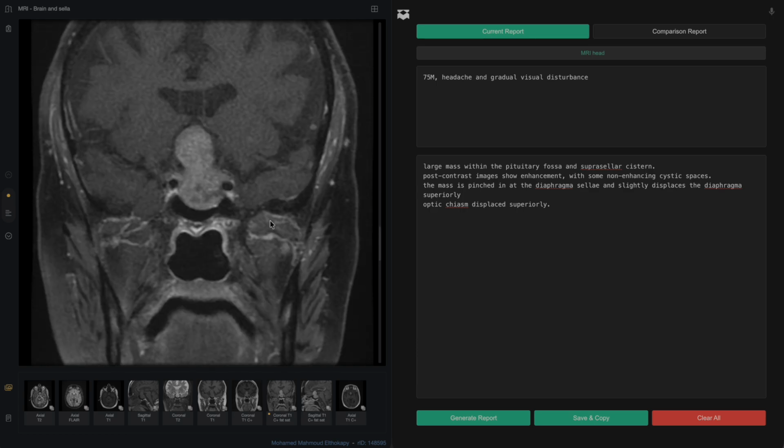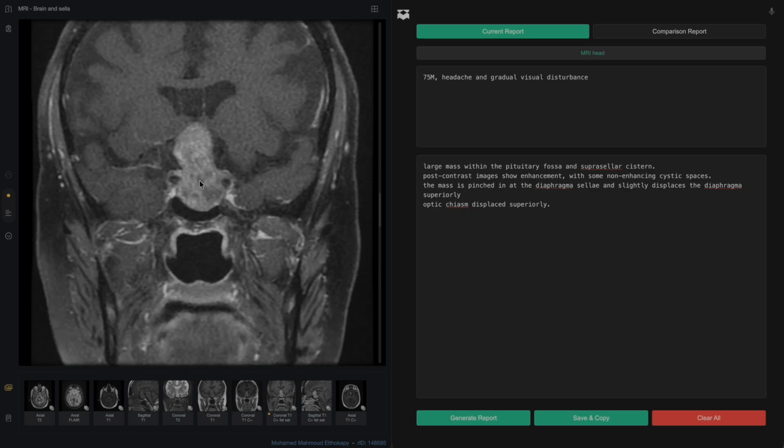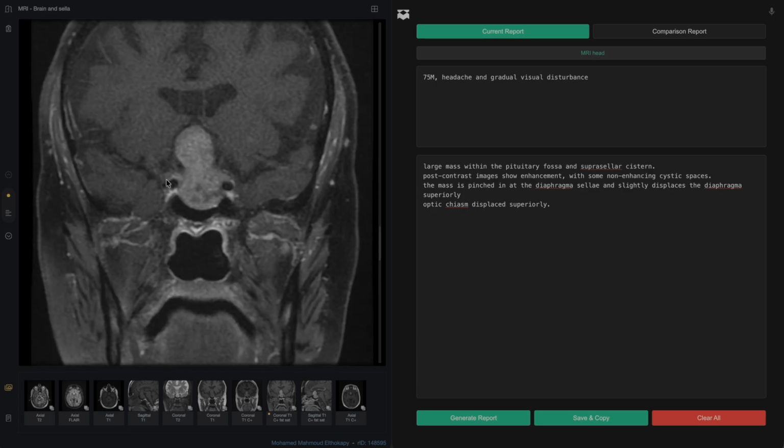Oh, and then we can also look at the relationship of the mass to the cavernous segments of the carotid artery, and we can see that the mass extends around both carotid arteries to a significant degree. So we can say bilateral carotid artery encased by the mass. Let's say cavernous segments of bilateral carotid arteries encased by the mass, and then we can say something about moderate small vessel disease. Cool, let's generate a report.